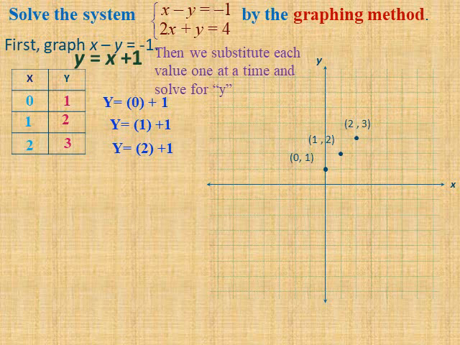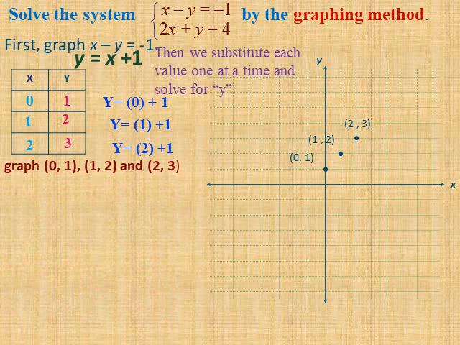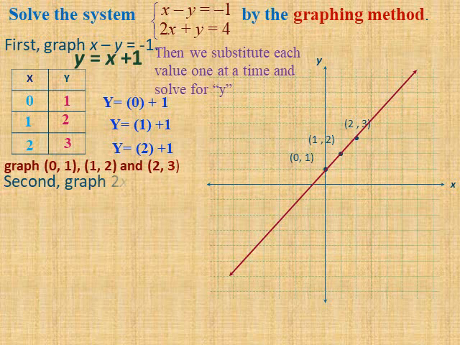Graph the three points (0, 1), (1, 2), (2, 3), then graph the line passing through them. Here we have the first line, which represents the first equation, y equal x plus 1. Do the same in the second equation, 2x plus y equal 4. I can rewrite the equation like y equal 4 minus 2x.